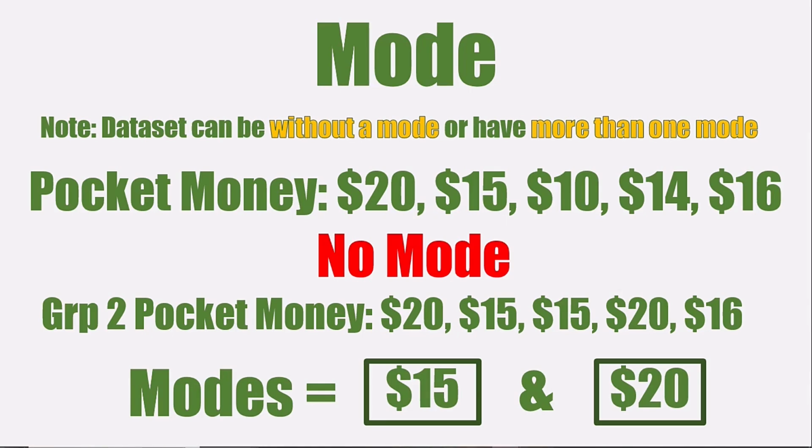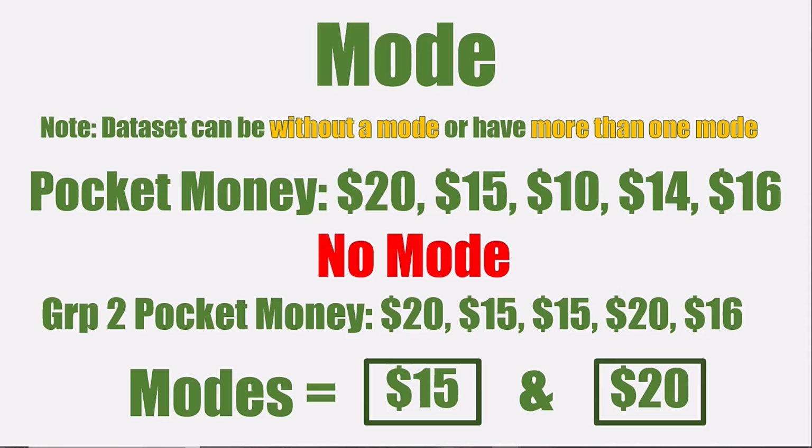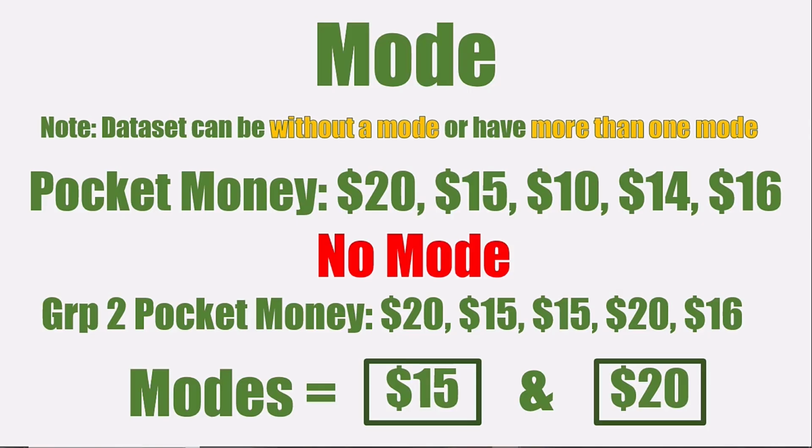Now, if the data set has more than one mode, then it's called multimodal. And if it has two modes, like in our case here, there's actually a special name for it. It's called bimodal data. A bimodal data set is just a type of multimodal data set.